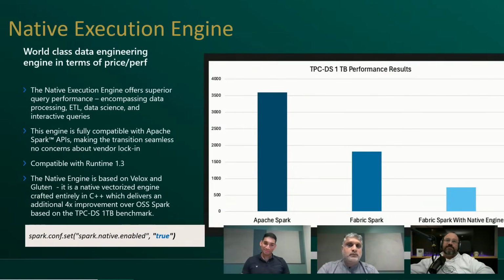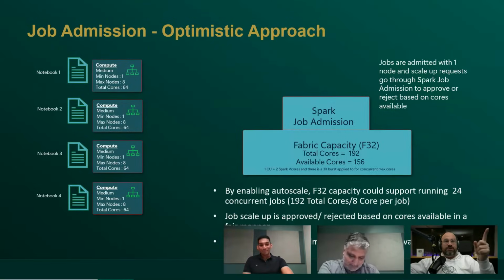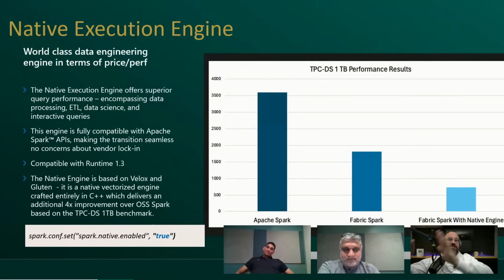And trust me, everybody in my team who works on this is super excited about this. I forgot to mention, this is free. This is the big one, look at the bar: Spark, Fabric Spark, and now native execution engine. You get this with no additional compute cost to you. We're going to get there, I just have to say it now.